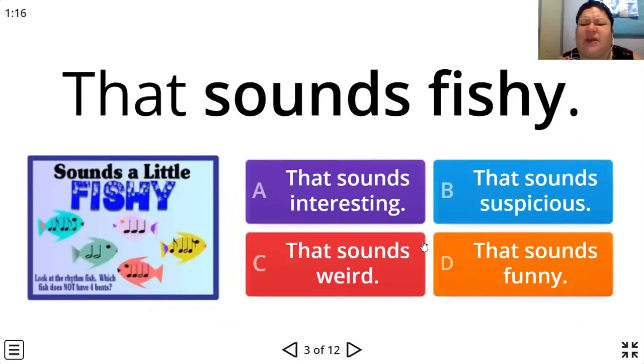That sounds fishy, Madeline. No, not Madeline, Newton now. The real Newton. Okay. Sounds fishy: interesting, suspicious, weird, or funny? Suspicious. Yes, yes.